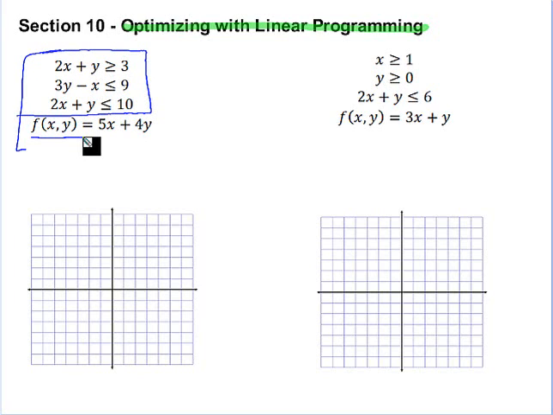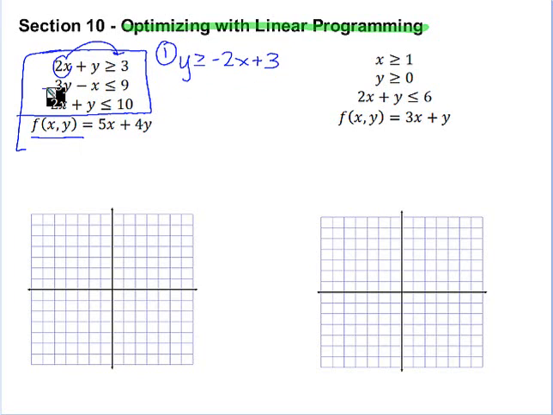In order for us to graph these three, we need to write them all in slope-intercept form. So the top equation, we'd have to subtract the 2x over. So we would have y is greater than or equal to negative 2x plus 3. Okay, so that's our first equation we'll graph.